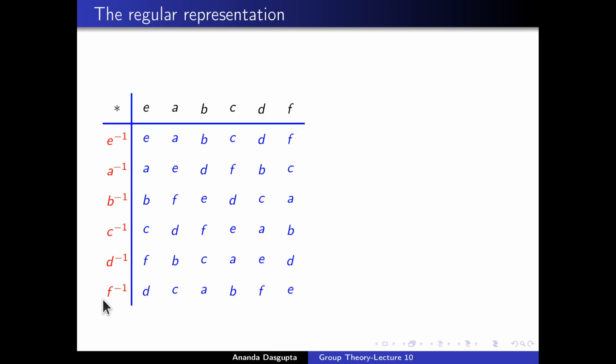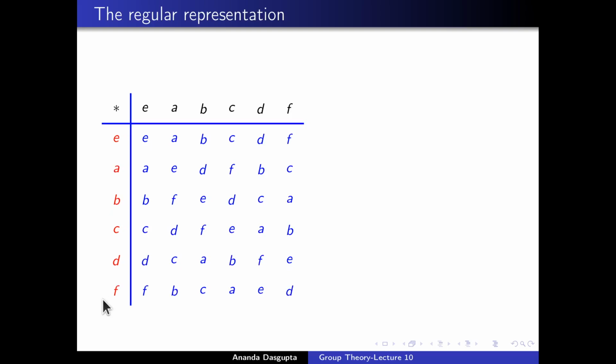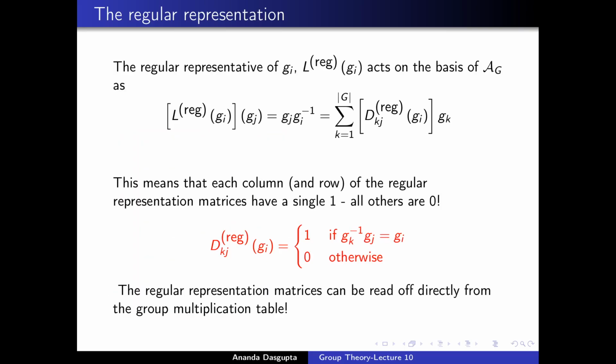I'm not sure whether you have noticed this, but there has been a change in the multiplication table because of this. If you focus on the last two rows here, they have been swapped. This, of course, is simply because in this particular group, the elements E, A, B and C are their own inverses, so the rows corresponding to them have not changed. D and F, on the other hand, are inverses of each other, so they will get swapped when you replace D by D inverse and F by F inverse.